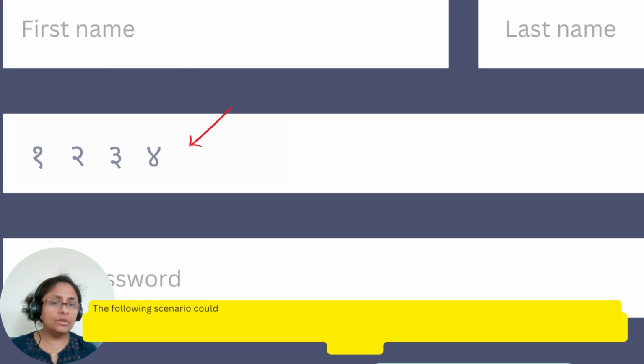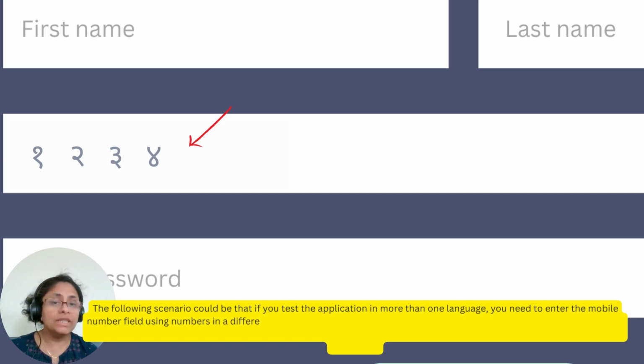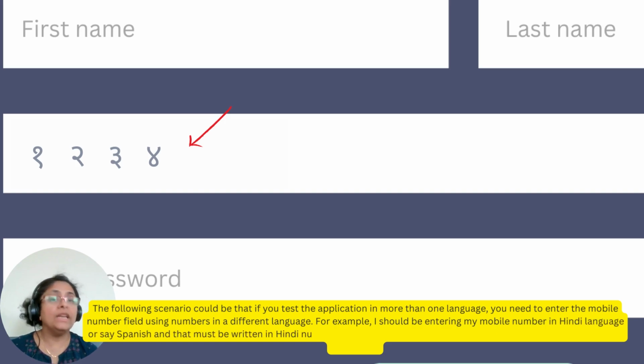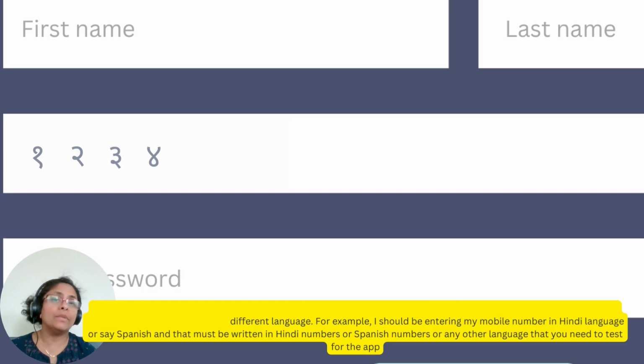The following scenario could be that if you test the application in more than one language, you need to enter the mobile number field using numbers in a different language. For example, I should be entering my mobile number in Hindi language or say Spanish, and that must be written in Hindi numbers or Spanish numbers or any other language that you need to test for the app.